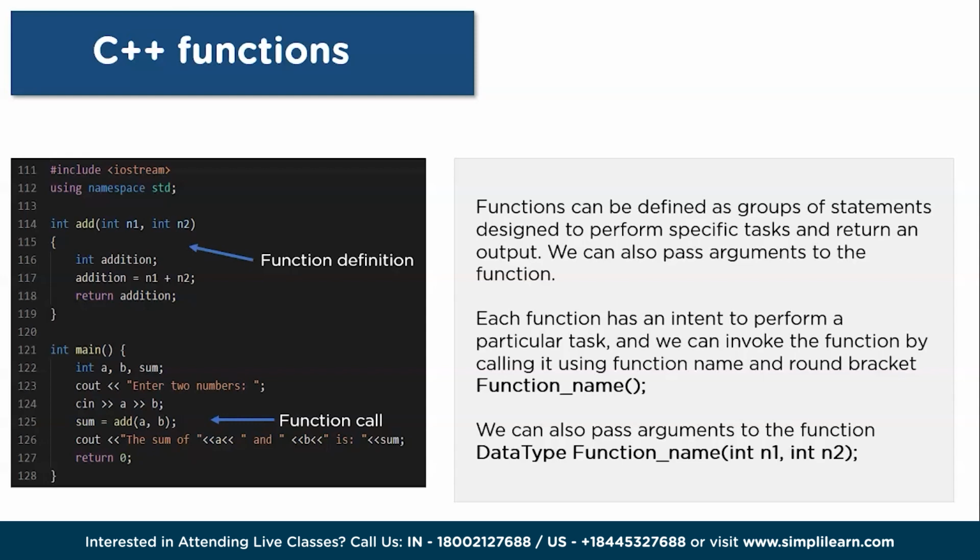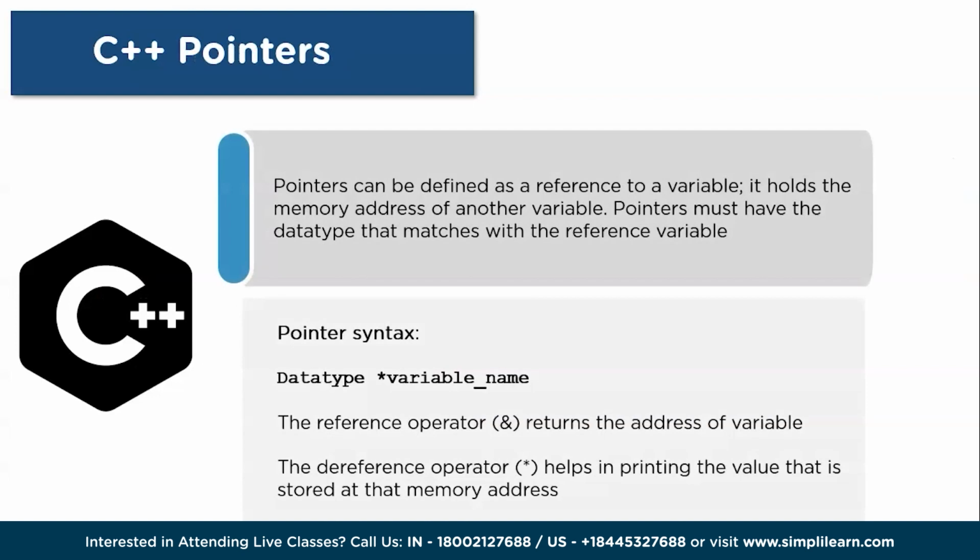Coming to pointers in C++. Pointers can be defined as a reference to a variable. It holds the memory address of another variable. Now this memory address is a particular location in a computer's memory where the data is stored, and the pointers store these memory addresses. Pointers must have the data type that matches with the reference variable.